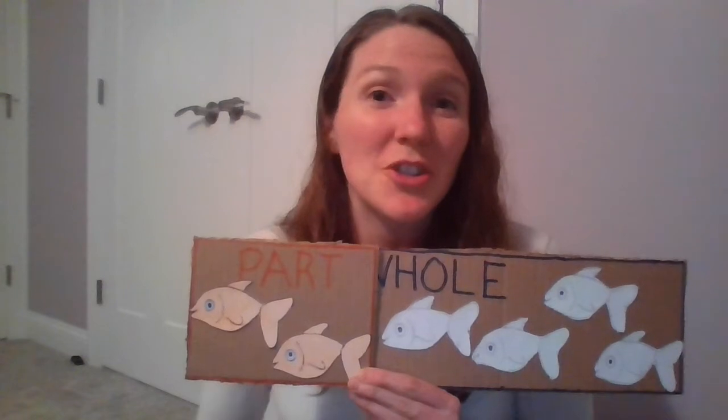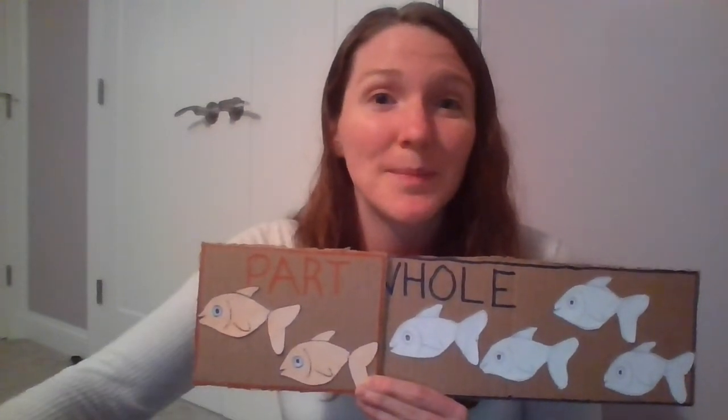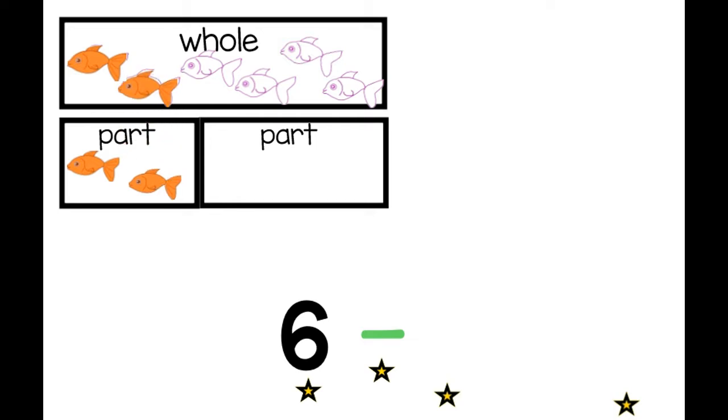What equation did you use to solve this problem? I told you that I have 6 fish in all, so that's my whole. Subtraction always starts with how many in all, so I know I have 6 fish in all. Now, 2 of my fish are orange, so my first part is 2. I need to find the other part. The missing part is going to be what's left over.